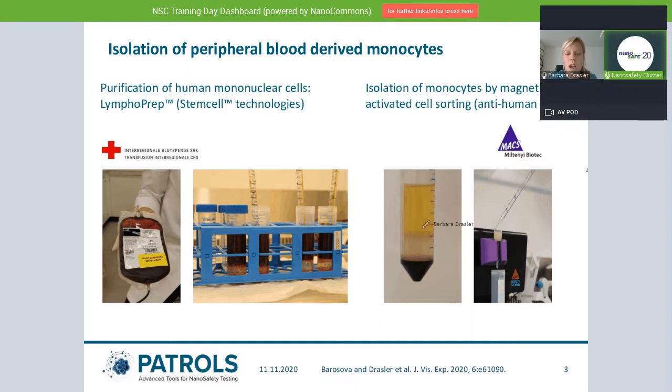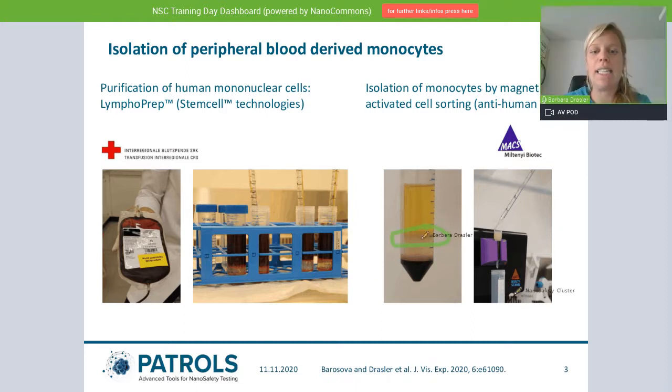Thank you. So here we can see this buffy coat. This is a layer of white blood cells, which comes after the gradient separation, which comes just below the plasma and above the platelets and the red blood cells. Then we use magnetic cell sorting, anti-CD14 magnetic beads, so to obtain monocytes from the sample. These are the CD14 positive cells.